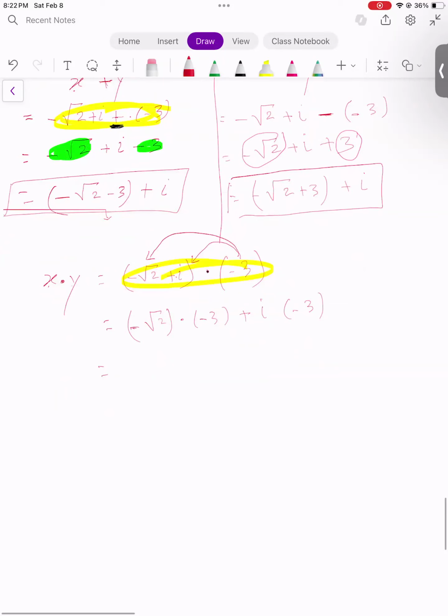Negative times negative, we get positive, and we don't need to write the positive sign. And 3 times root 2: you can always imagine a 1 in front of a radical number. So negative 1 times negative 3 is positive 3, and we have root 2 as it is, plus i times negative 3 is negative 3i. And this is the product of these two complex numbers. Does anyone have any question?